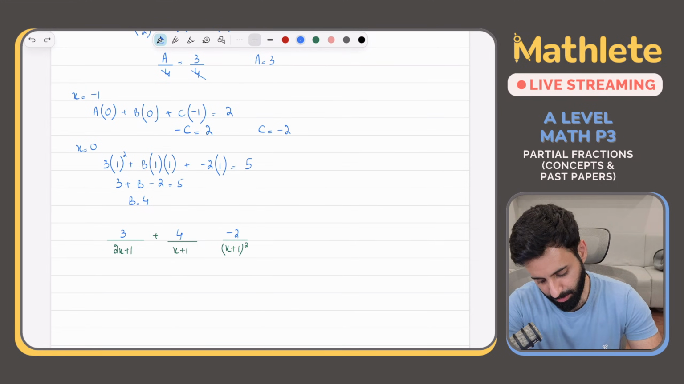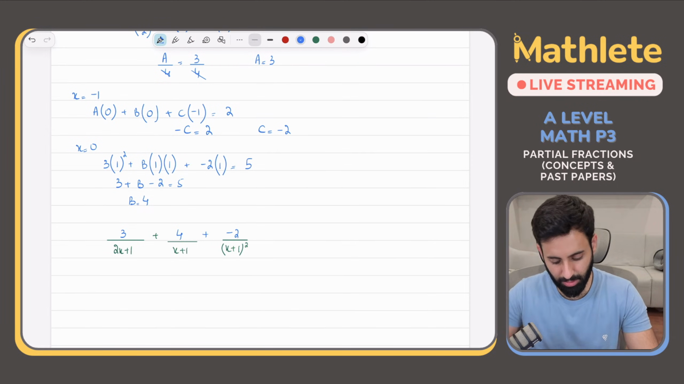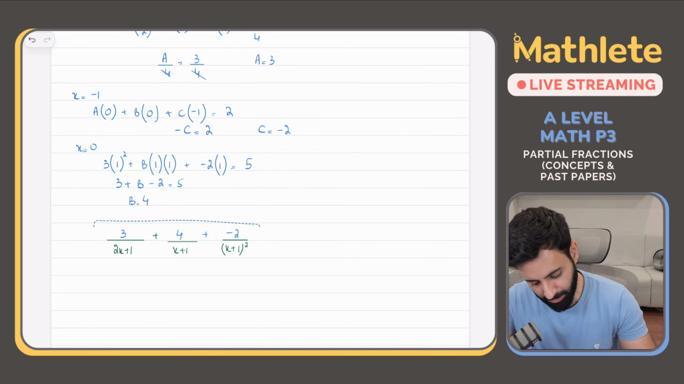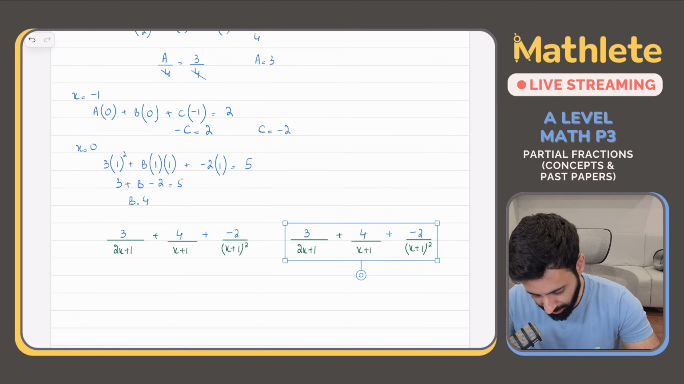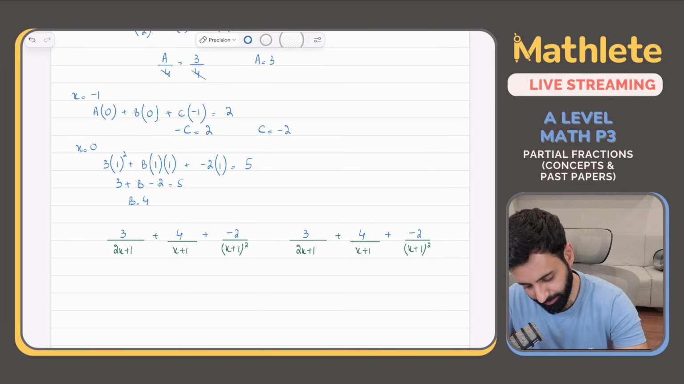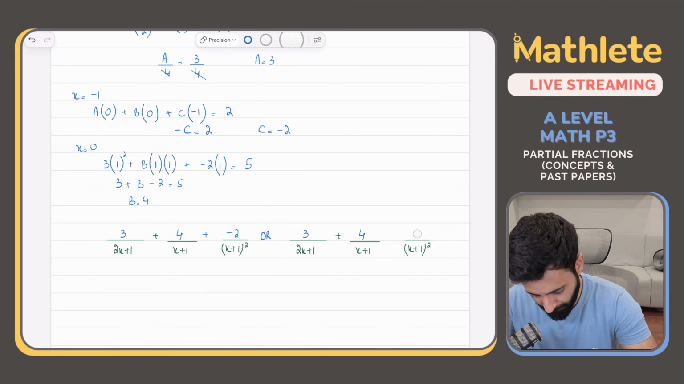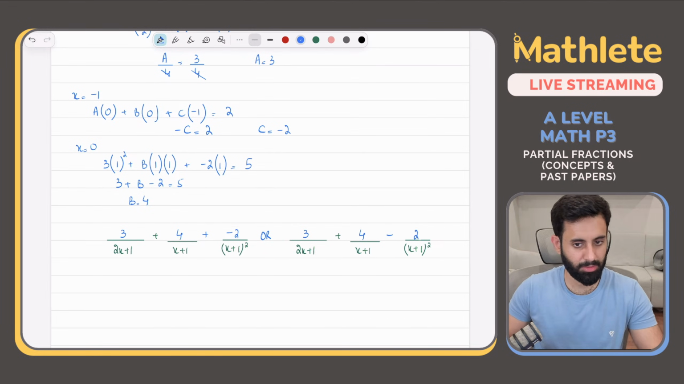Either write it with a plus, or don't write minus and then minus again. Write the minus sign only once, like this.